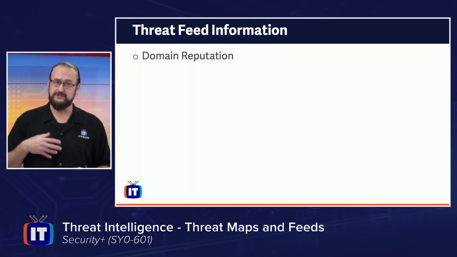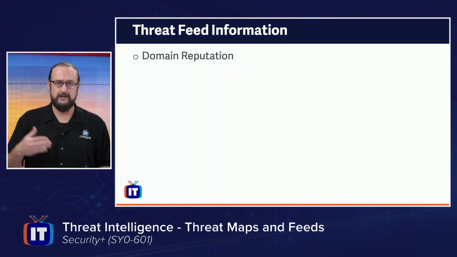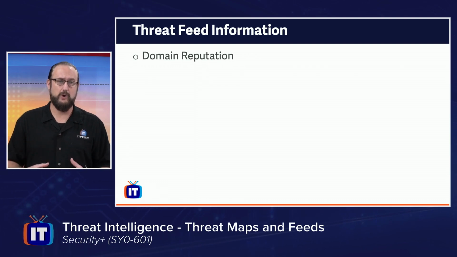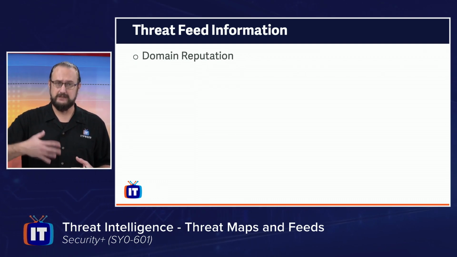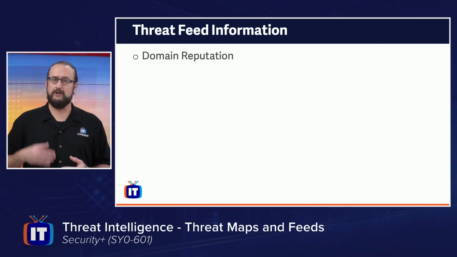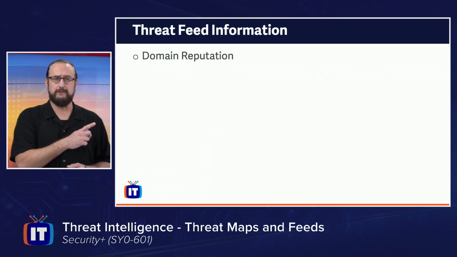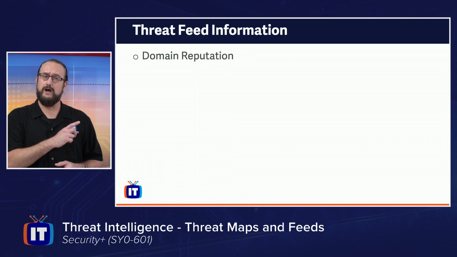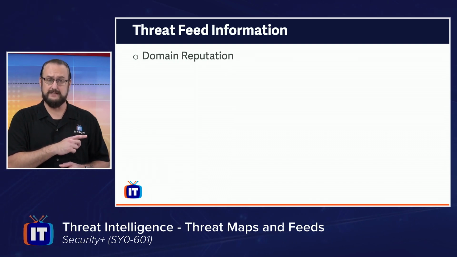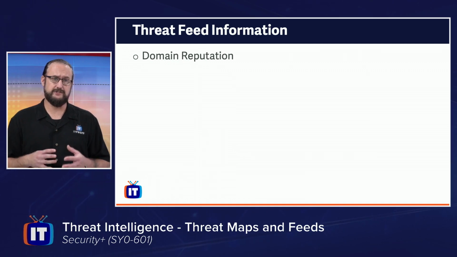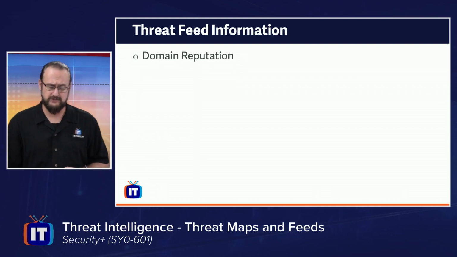So you'll see here that one of the threat feed information example types is domain reputation. If you have domains or namespaces that are known for soliciting malicious activity, phishing scams, or distribution of malware, then they're going to be put on a public watch list, and more importantly, they'll eventually be on what's known as a DNS blacklist. A lot of these threat feeds will maintain things like DNS blacklists. So domain reputation is one of those.